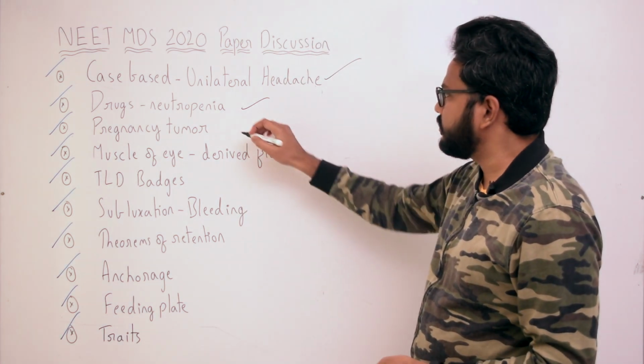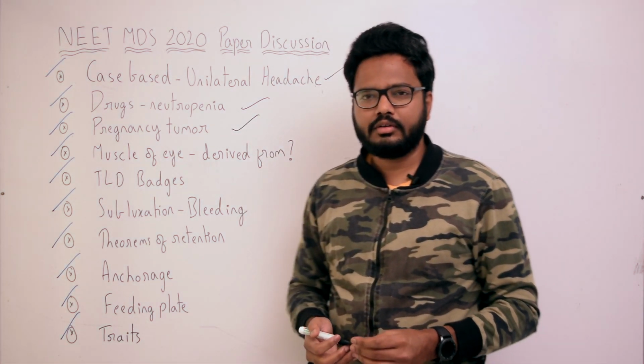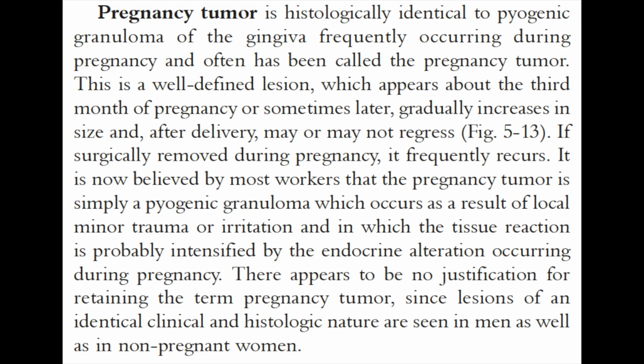Now let's move on to the next question. Pregnancy tumor. I guess there was a question on the same. Gingival enlargement: pregnancy tumor is histologically identical to pyogenic granuloma of the gingiva, frequently occurring during pregnancy, and often has been called pregnancy tumor. As you can see in the image, we have this well-defined lesion which appears about the third month of pregnancy or sometimes even later, gradually increases in size, and after delivery may or may not regress.